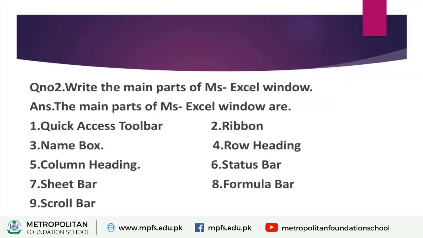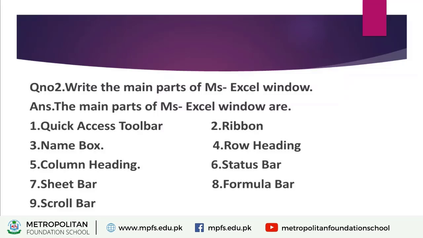Now this is question number 2. Write the main parts of the MS Excel window. The main parts of the MS Excel window are: 1. Quick Access toolbar, as I explained. 2. Ribbons. 3. Name box, row heading, column heading, status bar, sheet bar, formula bar, and scroll bar.